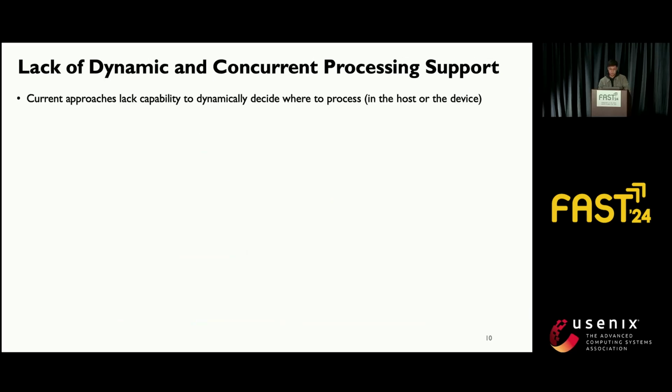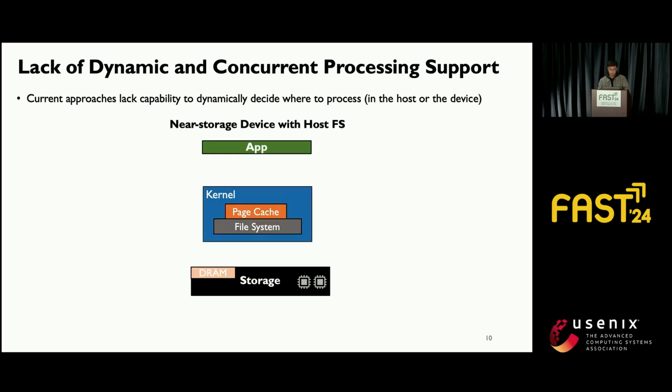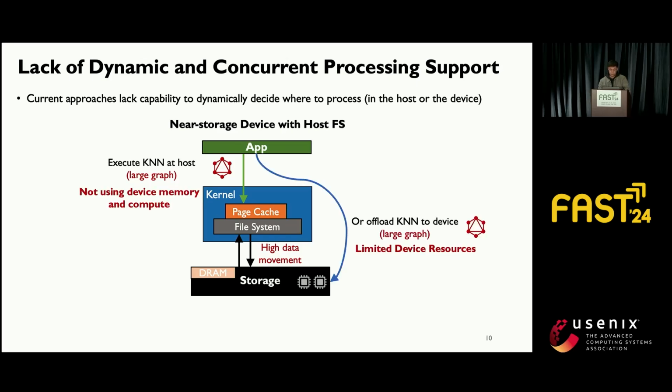Also, we found that current designs lack the flexibility to dynamically decide where to process a request. With the host file system design, to execute the KNN application, it could decide to execute it on the host, but it may suffer high data movement cost between the host and device due to its limited memory capacity, and it doesn't use the device memory and compute resources. Or it could offload the KNN to the device despite its large input data size, which could significantly impact performance due to the hardware's limited resources.